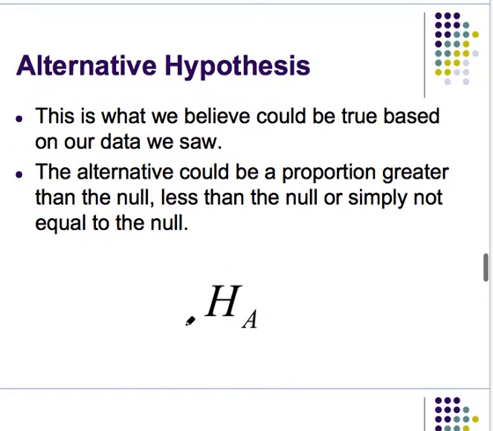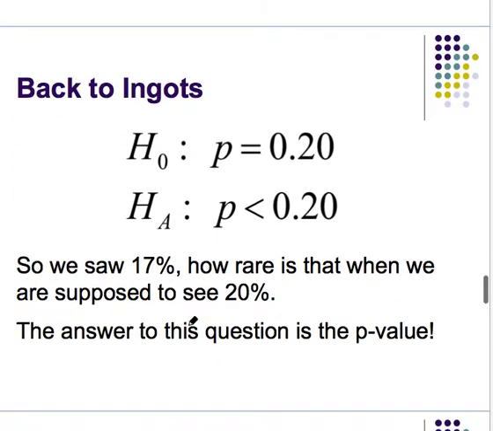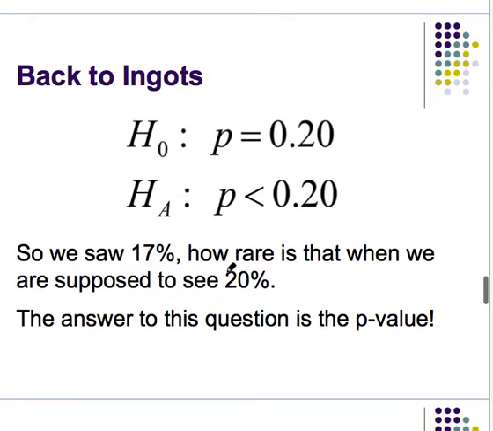All right, so back to the ingots. We saw 17%. How rare is that when we're supposed to see 20%? So the null hypothesis is that our p-value is equal to 0.20. The alternative hypothesis is that p is going to be less than 0.20. So we want to find out what's the likelihood that that's going to be happening.